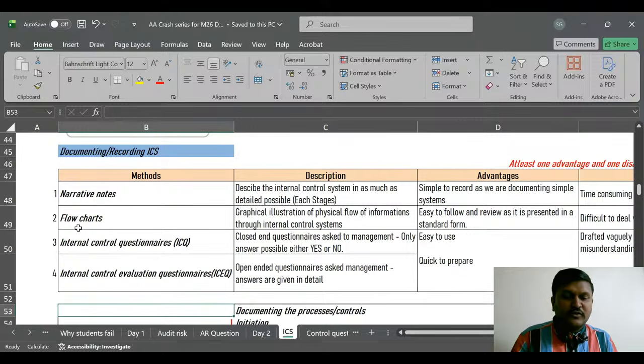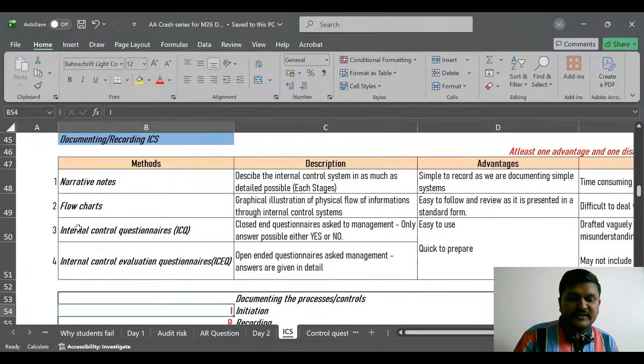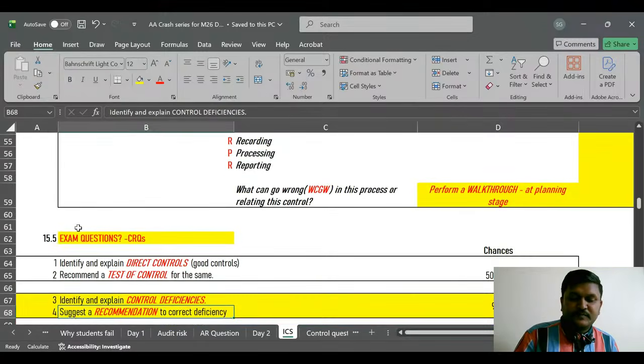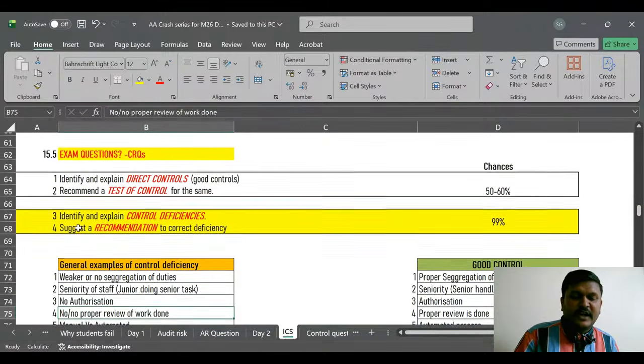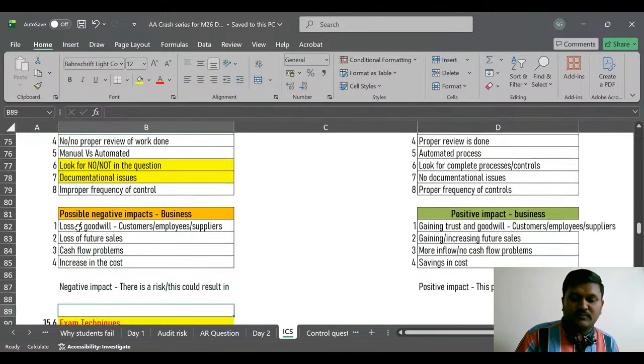I'm not reading through this particular thing, it's a straightforward, understandable thing, so you guys can read through this, and if you have any doubts you can always get back to me over here itself. Okay, right? So now let's talk about the exam questions, how it will come.